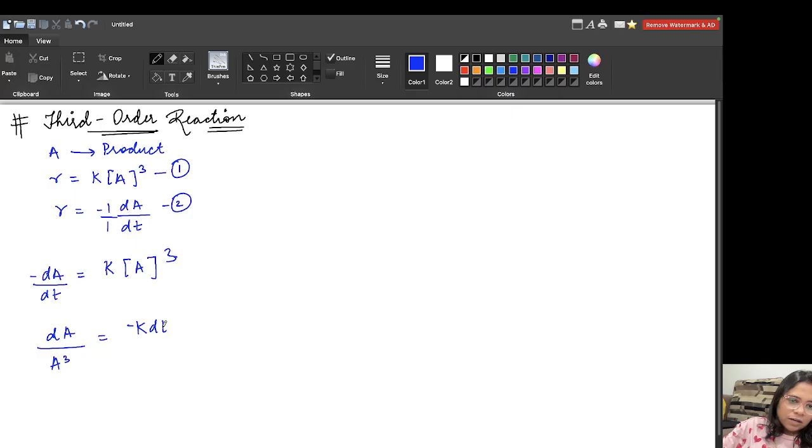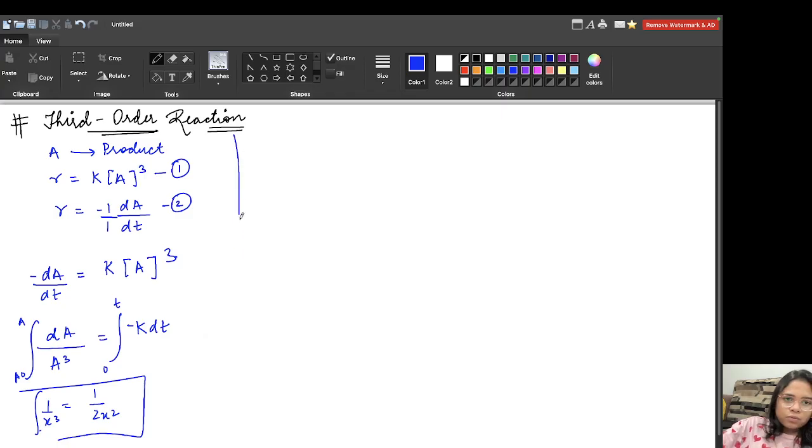And your minus of k dt here. Integrate both the ends, a by a naught 0 to t. Whenever you are doing any kind of integration, this one will become 1 upon 2x square. This is how you write it down. So it will become minus of 1 upon 2a square from a to a naught, which will be equal to minus of kt, right?